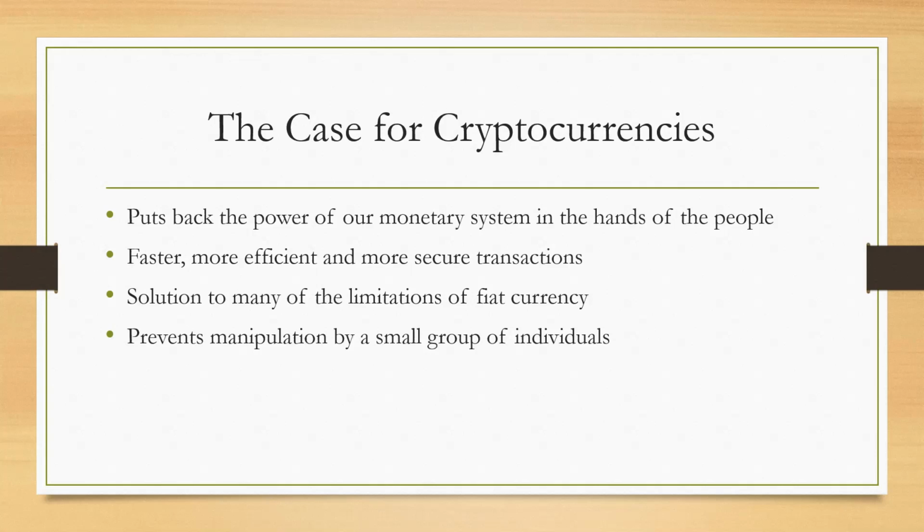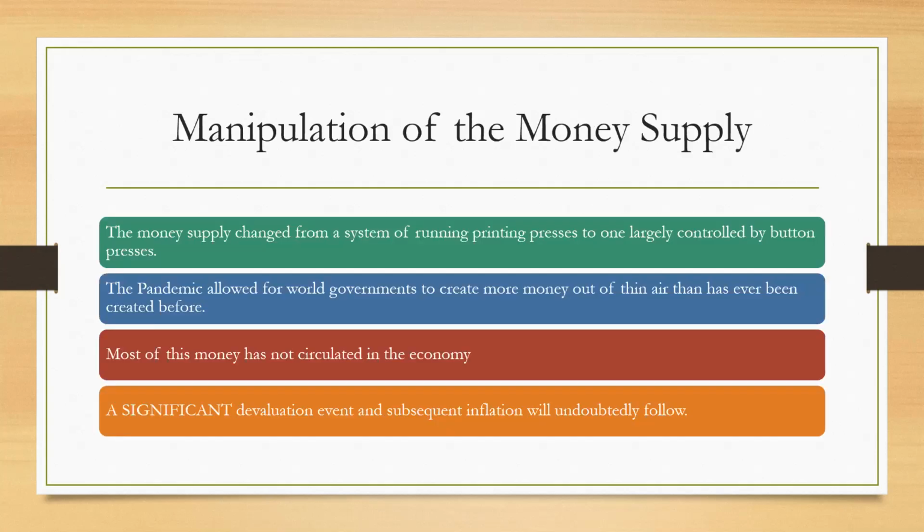So now we're going to talk about what that manipulation of the money supply looks like. And by the way, the money supply is manipulated constantly, pretty much every day. The money supply changed from a system of running printing presses, way back from the first time the Chinese did it in 570 BC, to one where it came down to basically pushing buttons. So with a push of a button, you can manipulate the money supply. And that is currently what happens in our current financial system.